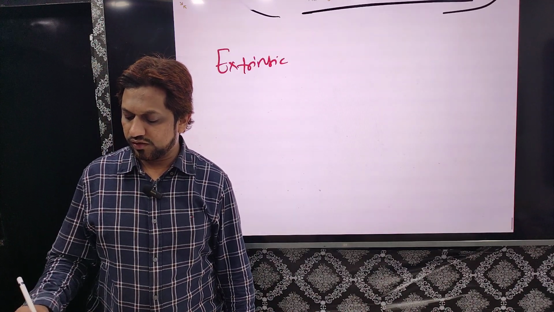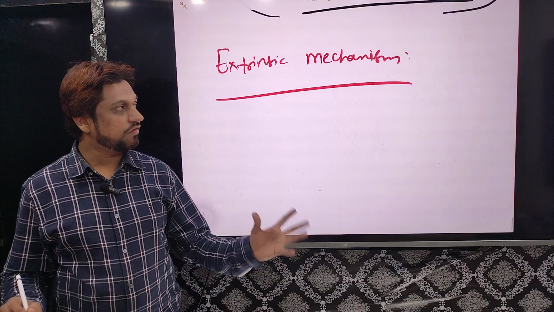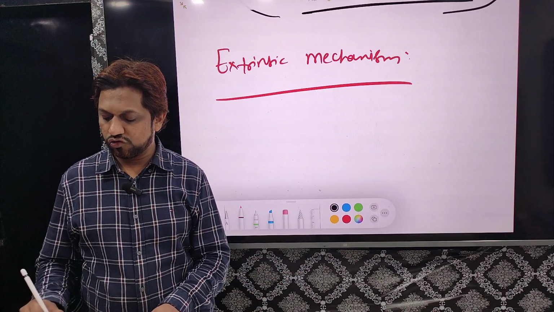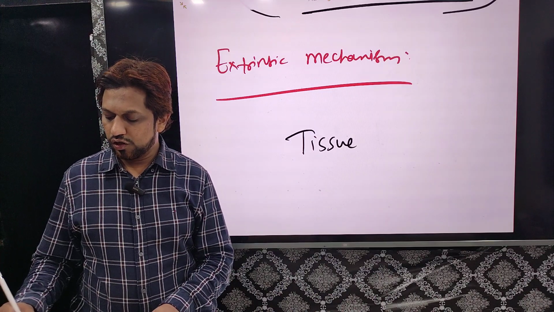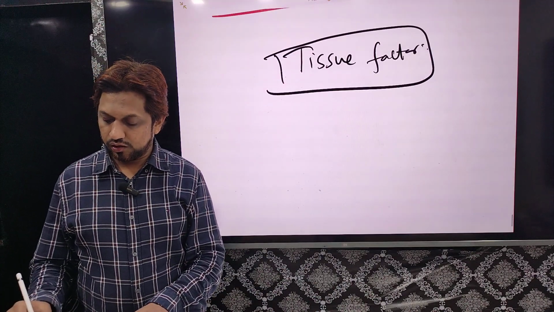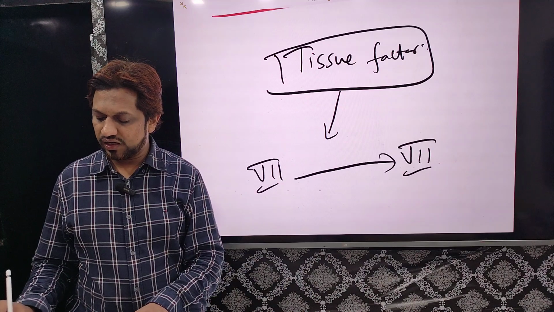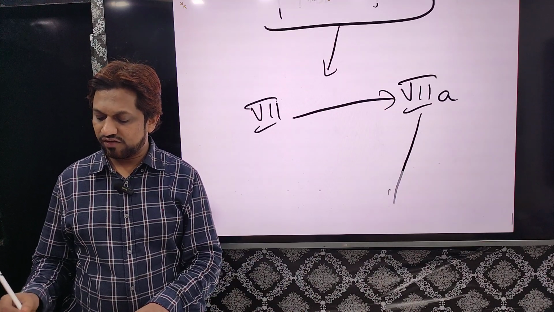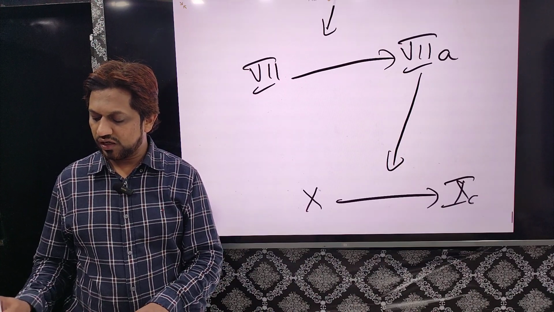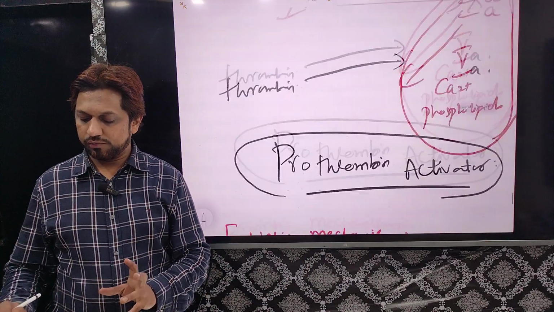Extrinsic mechanism: whenever there is damage to the blood vessel or trauma to the extravascular tissue, tissues will release something known as tissue factor, which is factor 3, that is tissue thromboplastin. This tissue factor, or tissue thromboplastin, will convert factor 7 into activated factor 7. Activated factor 7 ultimately converts factor 10 into activated factor 10. And the rest of the story is the same, that is, it will form the prothrombin activator.